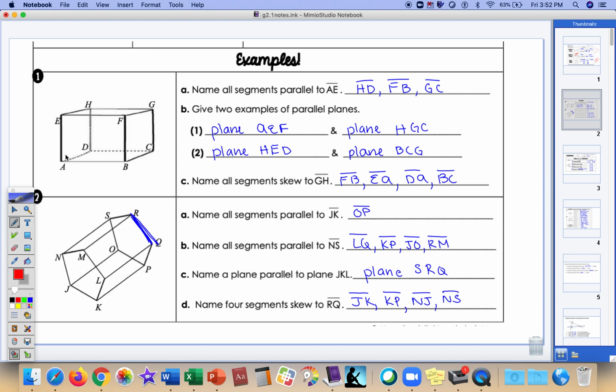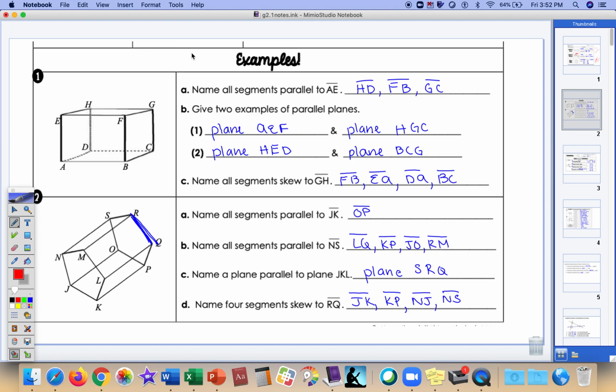And you could connect EA to GC, and that would make a plane. All right, give 2 examples of parallel planes. So we have plane AEF. Now you may have called it EAB, all right? But you have to pick 3 letters on that plane.